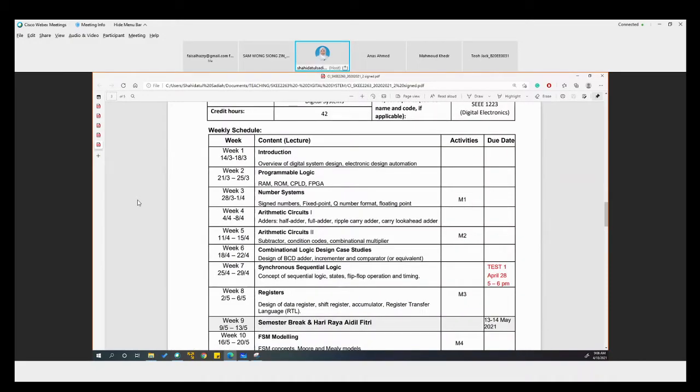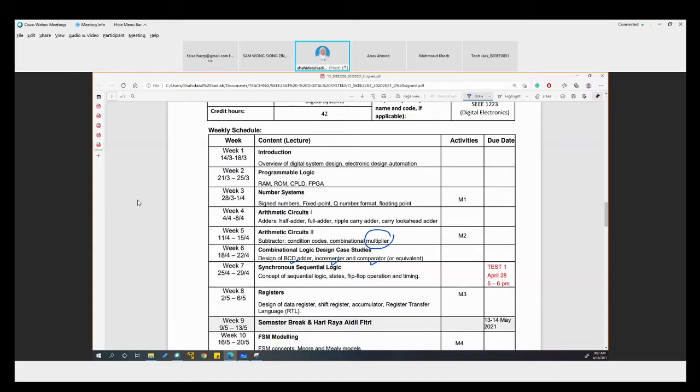So we are now here doing the multiplier. Next week we are going to do the case studies on BCD adder. Not next week, this Thursday. BCD adder, incrementer and comparator. So the test one will be next week, which is on April 28th from 5 to 6 p.m.